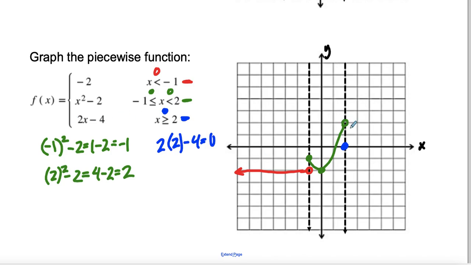And next I know my slope is 2, so I'm going to go up 2 and over 1. Or you could input x equals 3. You would get 2 times 3 minus 4 will give you 6 minus 4 is 2. And either way, you have a line going up with a slope of 2, and you put an arrow because that one would go towards infinity. And now you're done with the second one.